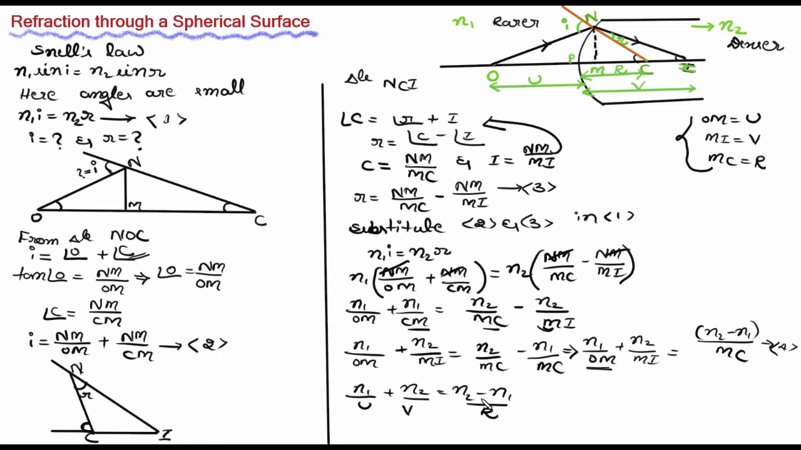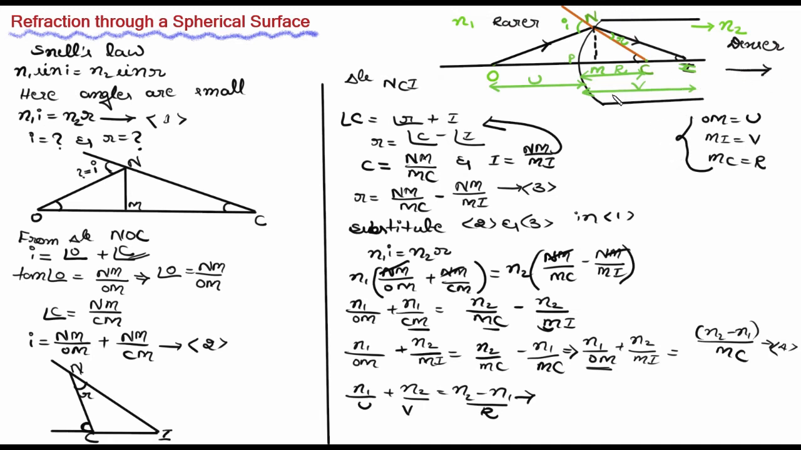Now this is not the last equation, this is not the final equation. One more step we have to do, that is applying the Cartesian sign convention to this equation. So here, as you can see, the light rays are moving in this direction.